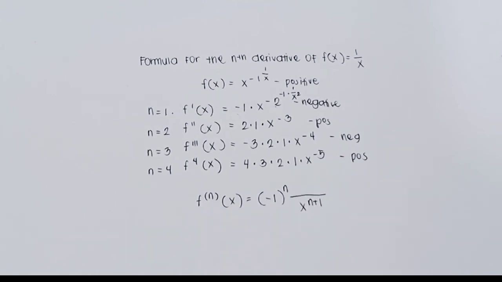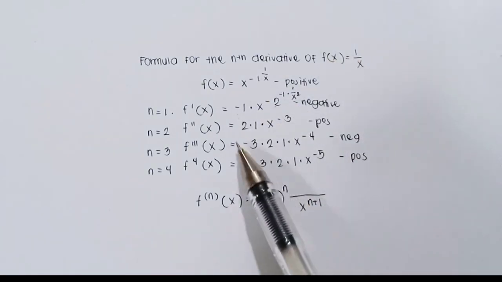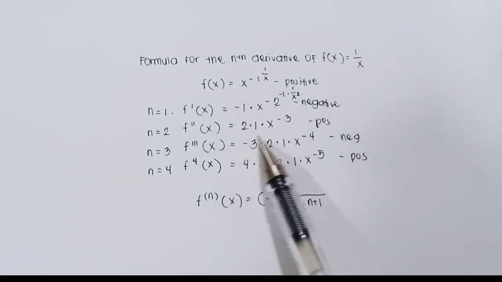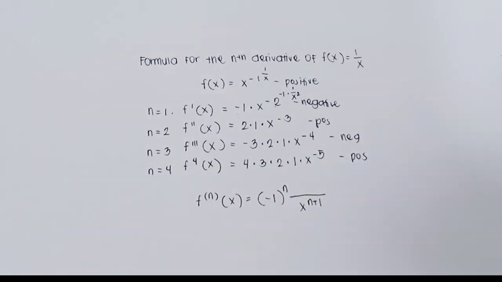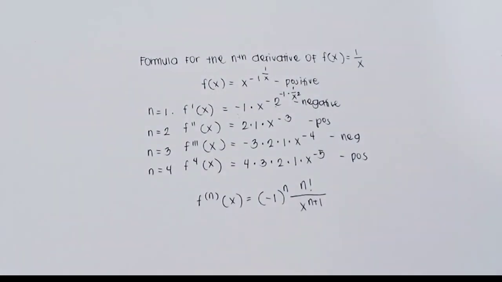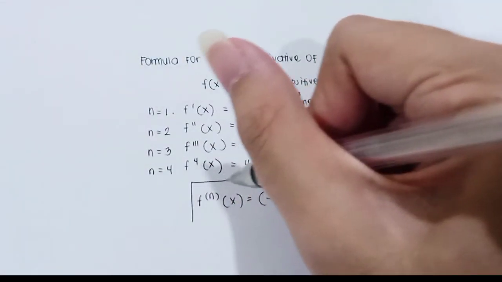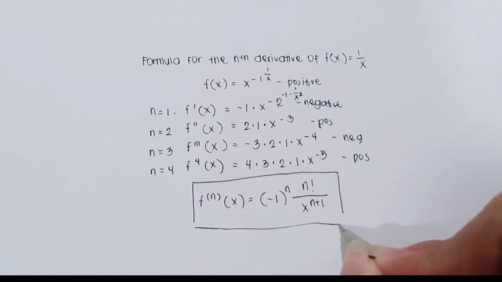So what about the top piece? The top piece here seems to be a factorial. Here, 1 factorial is equal to 1, 2 factorial is equal to 2, and 3 factorial is equal to 6. So the top piece is gonna be n factorial. So this is the formula for the nth derivative of the function 1 over x.